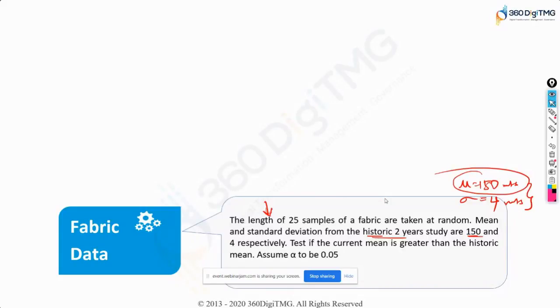Now, if your machine is cutting the fabric which is less than 150, let's say it is cutting at 140 meters on an average, what happens? Your client will come back to you saying that, hey, you have charged me for 150 meters, but you have given me only 140 meters. So brand value takes a hit. Your customers would be dissatisfied, but you have a workaround here.